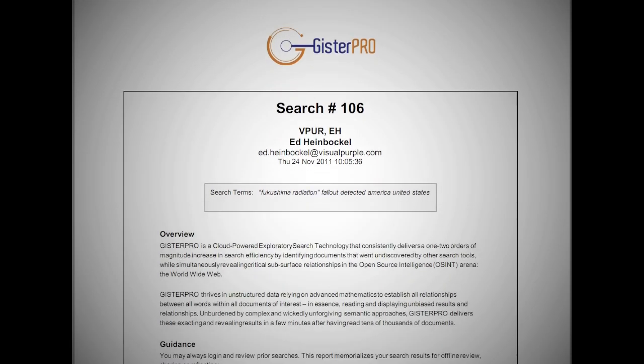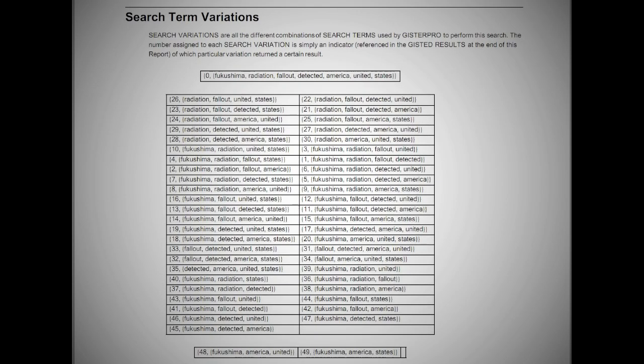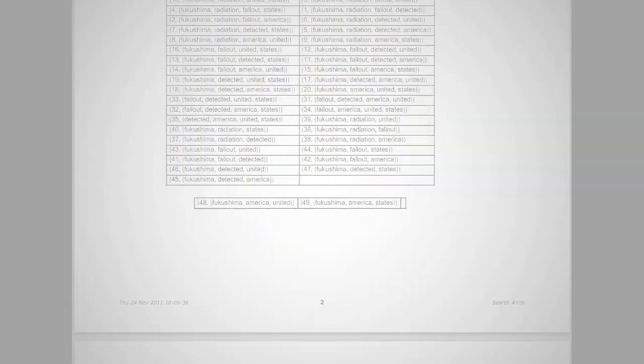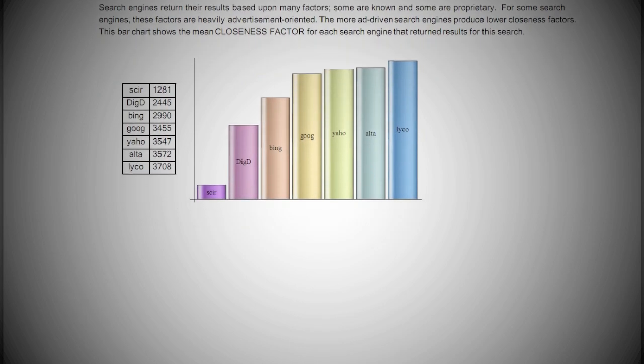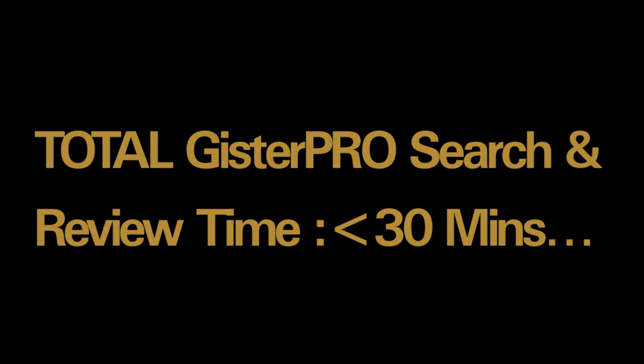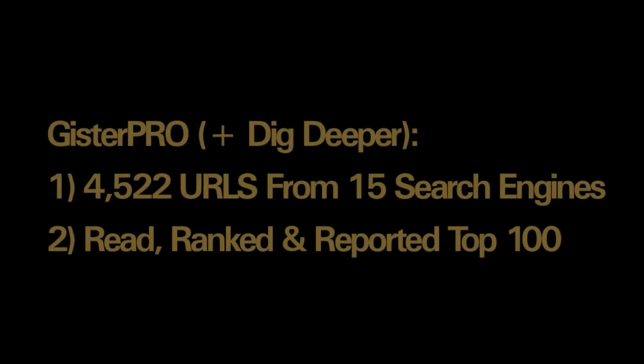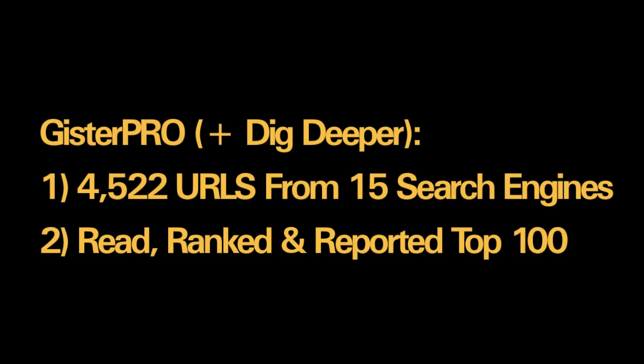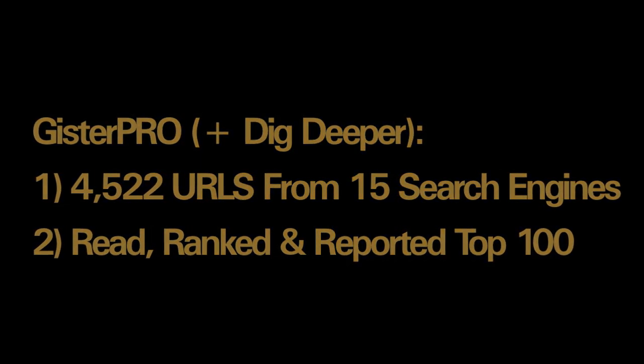In this report, we see a comprehensive listing of all of the search parameters to include the search term variations or query combinations for our search. We also report discovered entities and search engine quality along with some other metrics. So let's recap. In less than 30 minutes, we performed a GisterPRO search, conducted a dig deeper, and reviewed 4,522 URLs from 15 search engines, read, ranked, and reported the top 100.